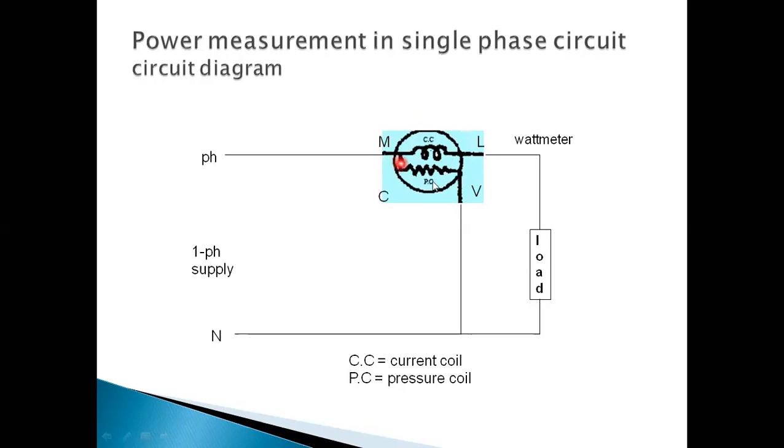Similarly, we have a pressure coil. The pressure coil has 2 terminals, C and V. So M, L, C, V are the minimum 4 terminals that are projected outside. We can increase or extend the range of the voltage as well as the range of current. To increase the current rating of the wattmeter, we know that the dynamometer type measuring instrument will have 2 current coils. They are generally connected in series. We can have those 2 current coils connected in parallel so as to increase the current rating.